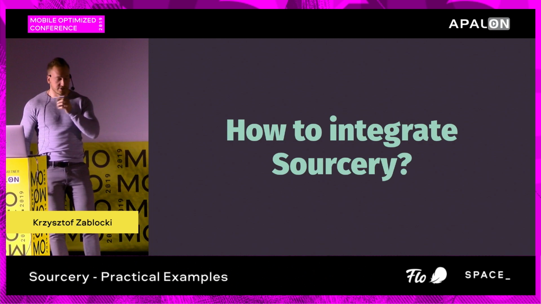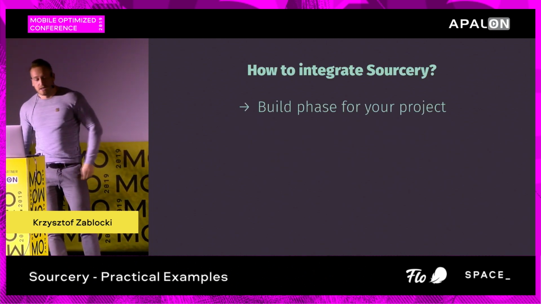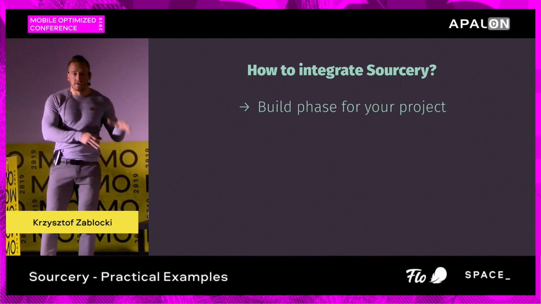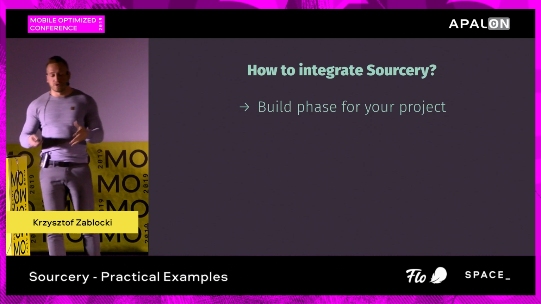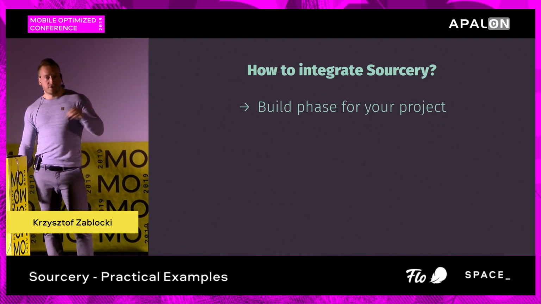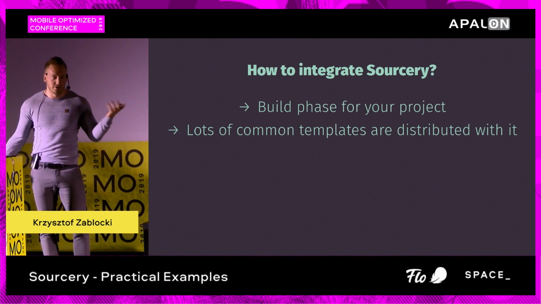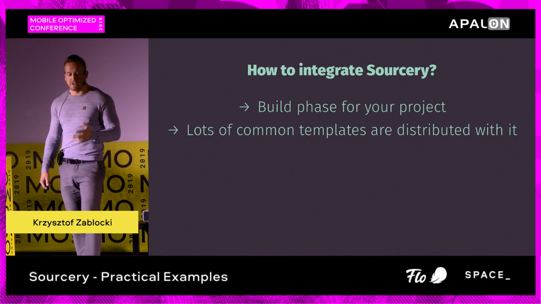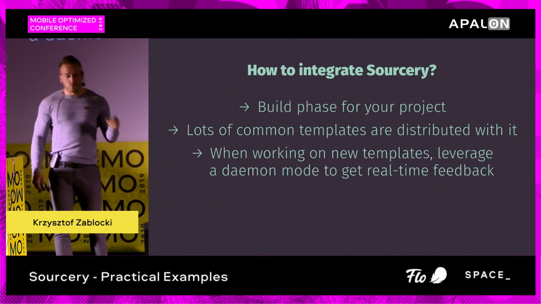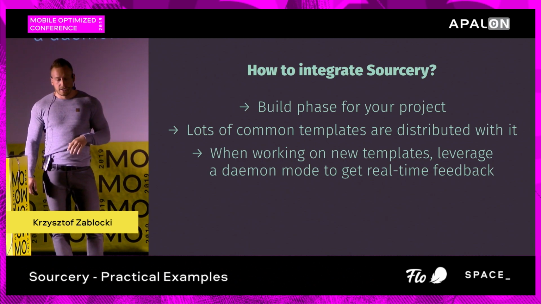So how do you integrate Sorcery? It's very simple. You basically, similarly how you have the build phases for like SwiftGen, SwiftFormat, you add a build phase for Sorcery. That build phase should appear before the Swift compilation, otherwise you wouldn't have the code yet to compile. And Sorcery also comes bundled with a lot of templates. And when you work on the new templates, you definitely want to use the daemon mode I just showed you.